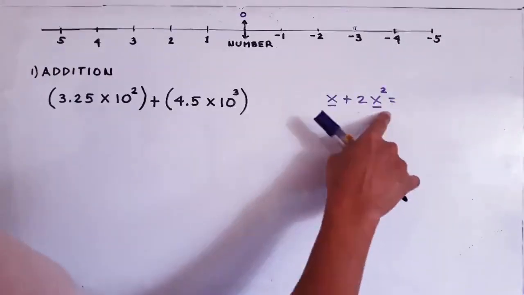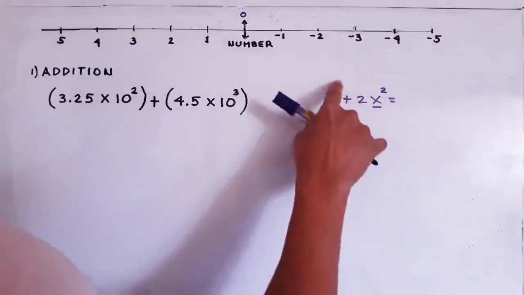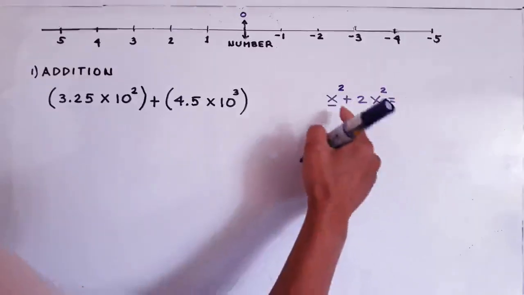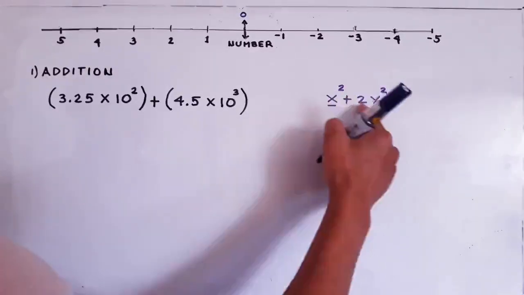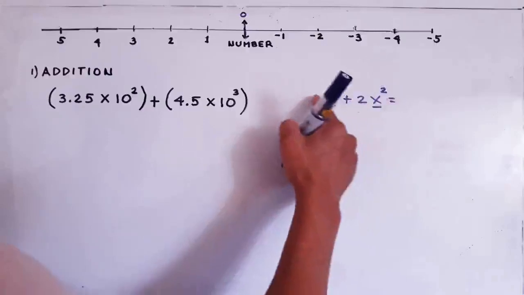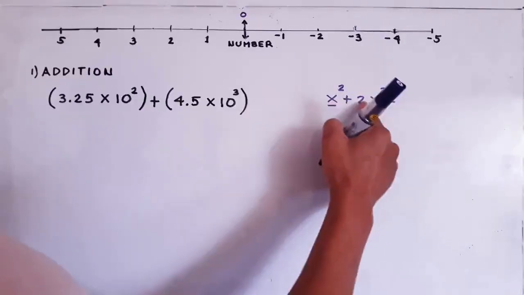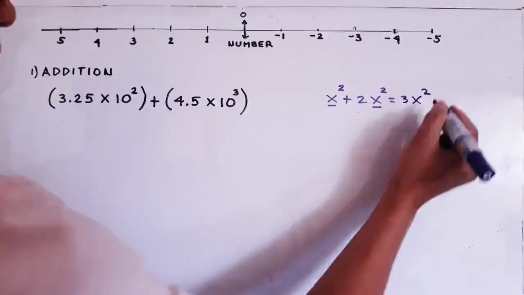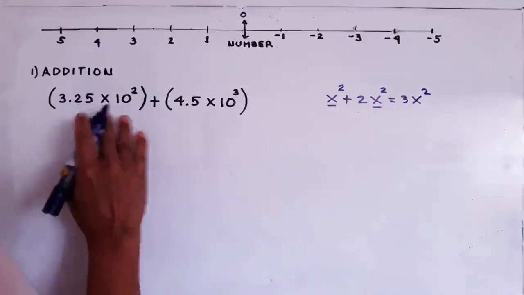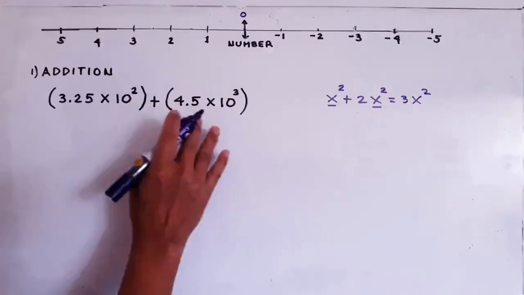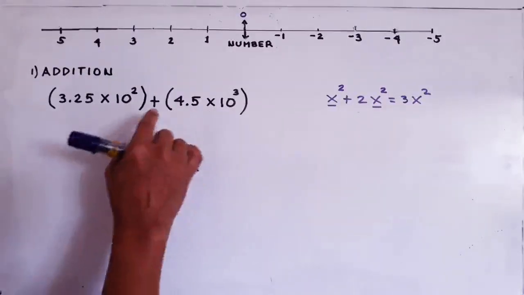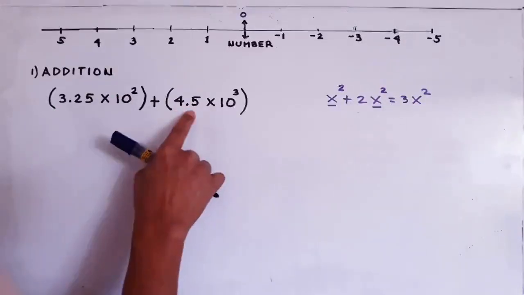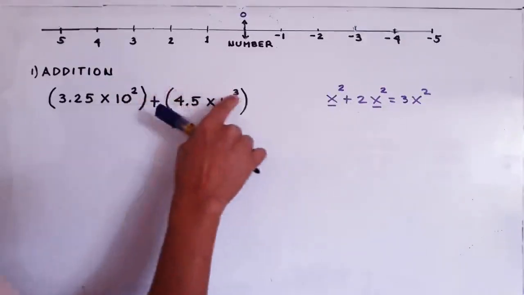How do we add the numerical coefficients? This exponent here must be the same. 1x squared and 2x squared, they are like terms. So we can add the 1 here and the 2 there. So you have 3x squared. So here also, class, the exponents must be the same. Either this one is 2 also, so we can add this and this, or this one is 3, this one is 3.